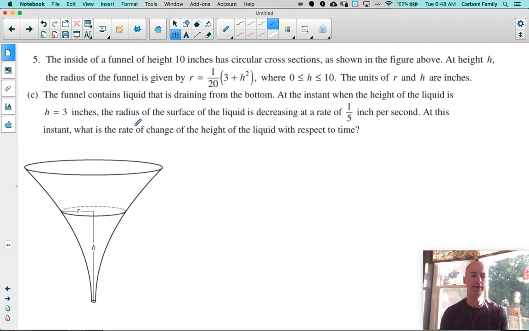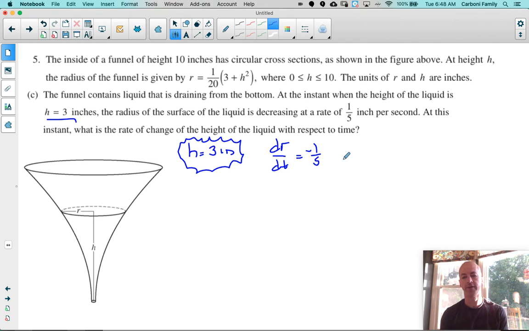And so when I'm doing related rates, anytime they give me a dimension, I always want to know, is that dimension constant or is it changing? And my height is not always 3. So I'm going to say that the height is 3 inches, but it's only for a split second. So I put that in a little flashbulb to remind myself that that is changing. The radius is decreasing. So that is a reference to the derivative of the radius. So dr dt is decreasing, negative 1/5 inches per second. At this instant, what is the rate of change of the height? So we're trying to find dh dt at this time.